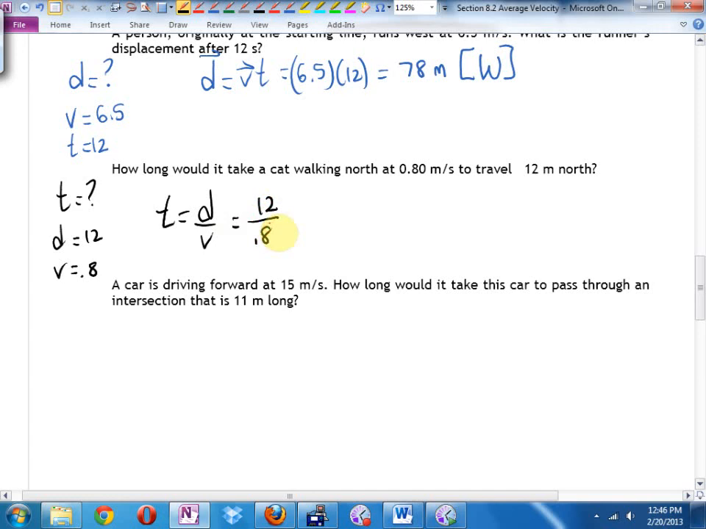Can I do that one in my head? Well, 12 divided by 0.8 is the same as 120 divided by 8, which is 60 divided by 4, which is 15. Mr. Dueck. 15 what? Direction. Time is a scalar. It can't have direction. Told you. I'd probably give you the frowning of a lifetime.